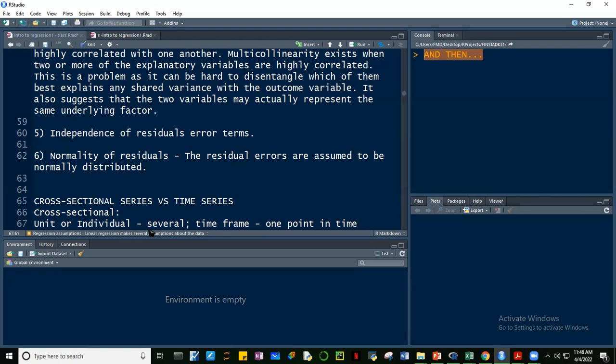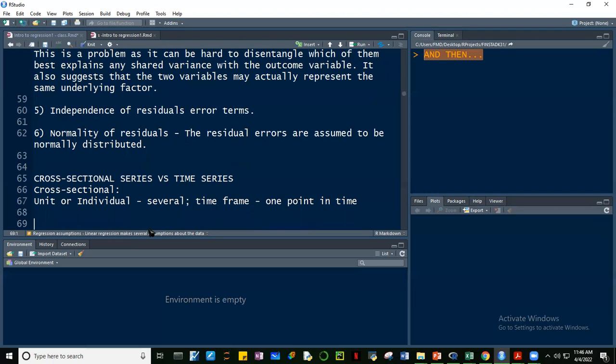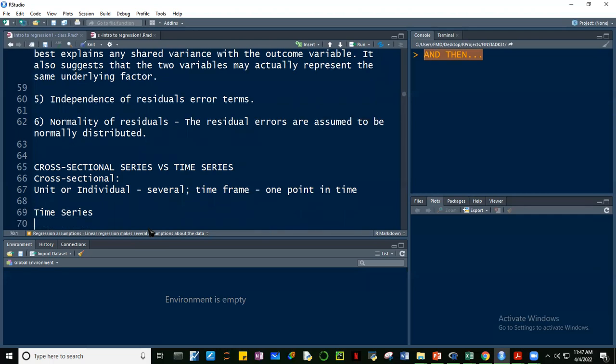Kunyari, what's GNP, GDP of Singapore, of ASEAN countries, no? Of South Asian countries, or Europe, no? And what are their GNP, GDP in 2021? Okay, so that's an example of a cross-sectional series. No? Pag time series naman guys, yung unit natin, isa lang unit. Pero yung time frame, several.